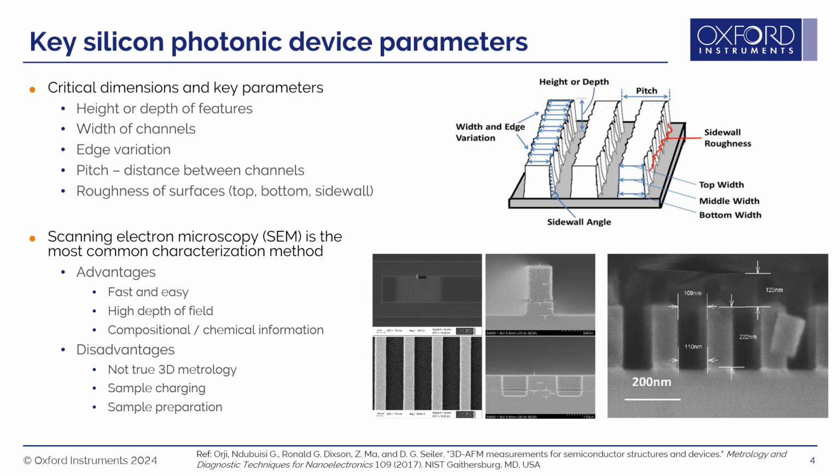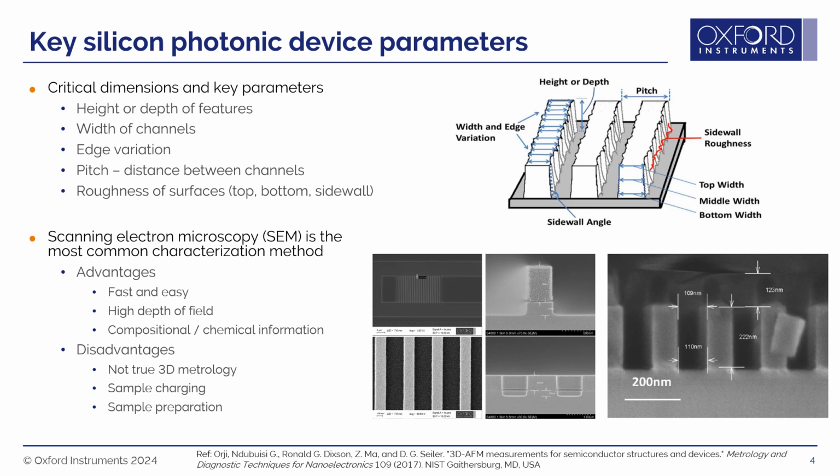Things like the height of the ridges, or alternately the depth of the trenches, the width of the ridges or trenches, and the edge variations of those, and related to that, the pitch of the structures. And then also the roughness of the various surfaces, whether that's the top of the ridges, the bottoms of the trenches, or the sidewalls. Scanning electron microscopy is the most commonly used metrology technique for these structures.